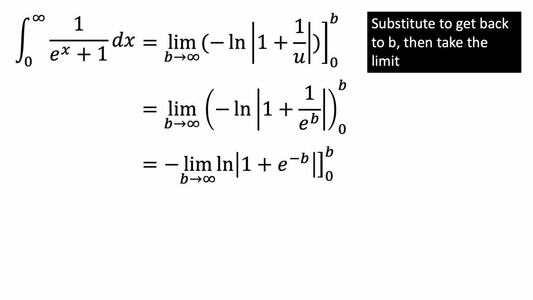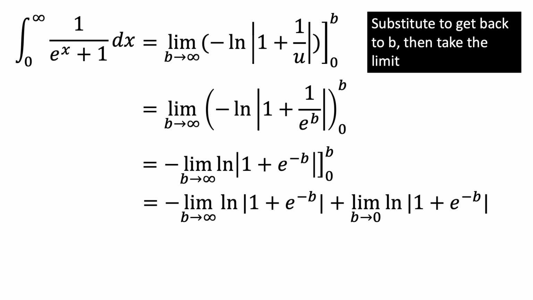This can be rewritten as negative 1 times the limit as b approaches infinity of the natural log of 1 plus e to the negative b power. In order to evaluate the limit now, I must evaluate this at the points infinity and 0. Inserting infinity into the first term will give me negative 1 times the natural log of 1, which is equal to 0. And inserting 0 into the second term will give me the natural log of 2. Therefore, the answer to this question is simply the natural log of 2.